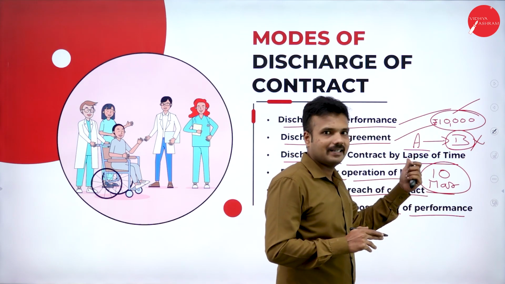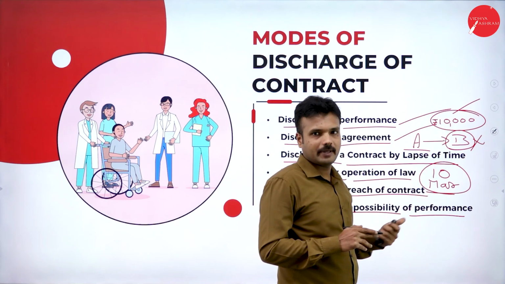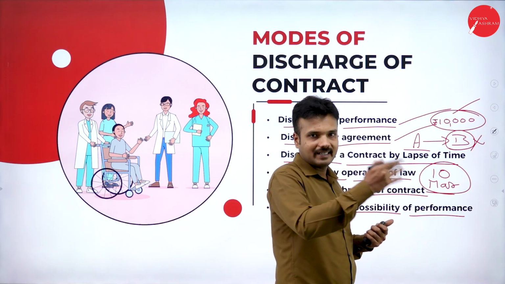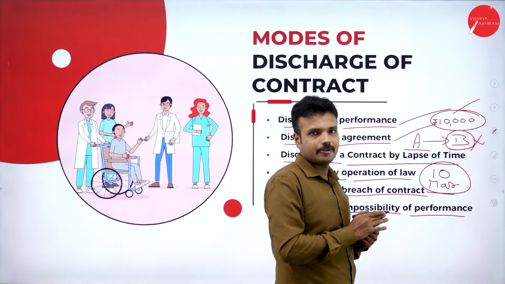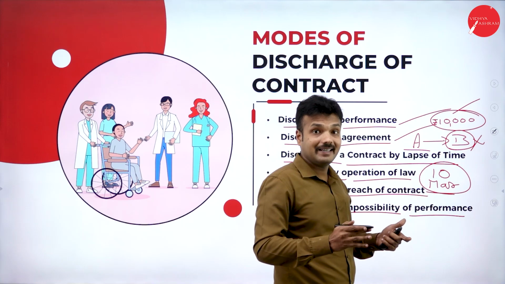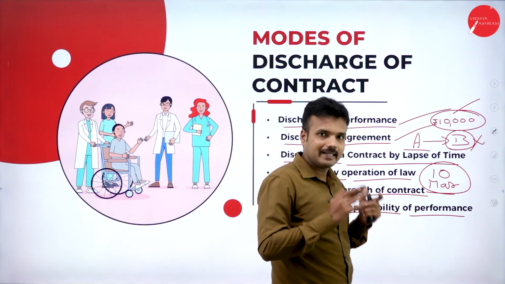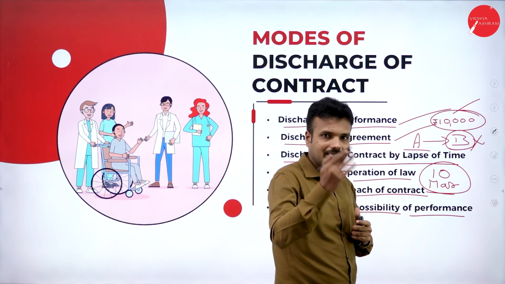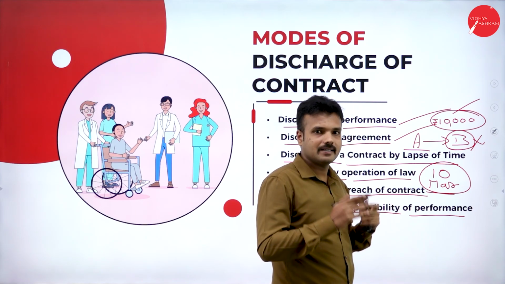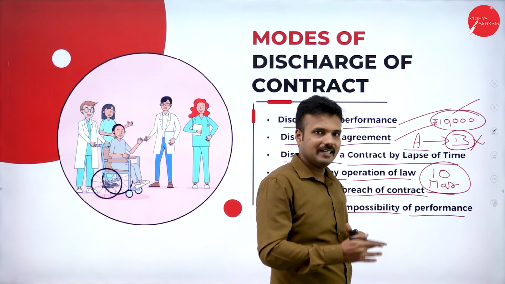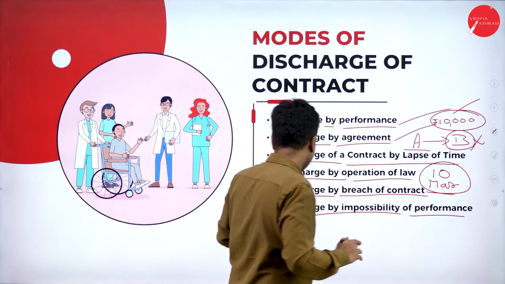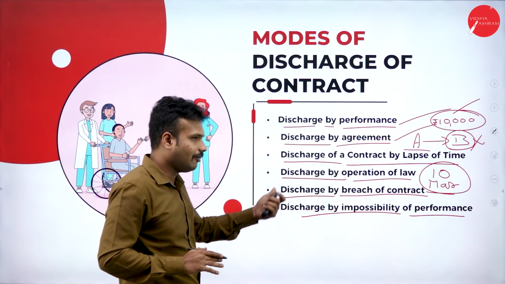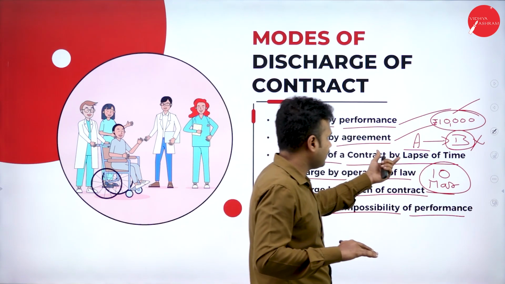A says that if you give me 10,000 rupees, I am going to find the treasure and hand it over to you. Practically it does not happen, but knowing that, both the parties entered into a contract. So it is a void contract according to the law. Hence we can say this is discharged by impossibility of performance. Finally, he could not perform.